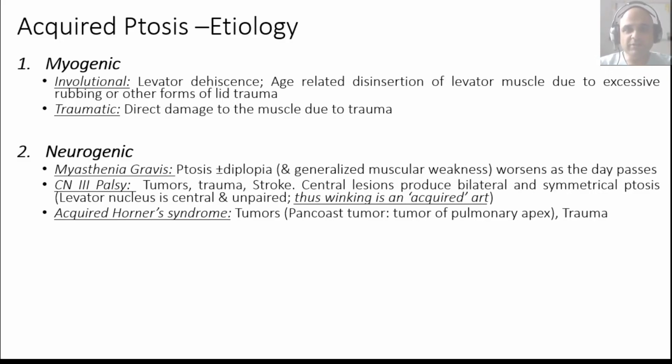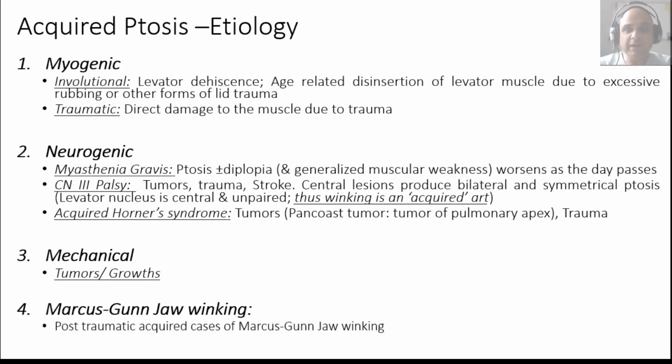You can have acquired Horner syndrome, which is tumor or trauma. Tumors would be Pancoast tumor. It's a tumor of the apex of the lung, which is in proximity to the cervical sympathetic chain in the location of the superior cervical ganglion. You can have mechanical ptosis, which is again a tumor or a growth which is acquired. And finally, acquired Marcus Gunn jaw winking, which is usually post-traumatic misdirection of the fifth nerve.